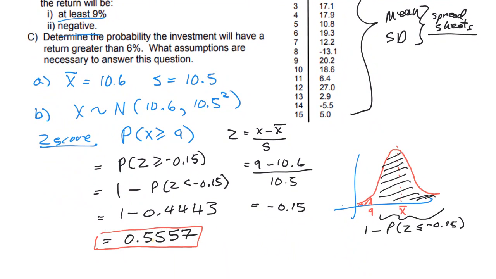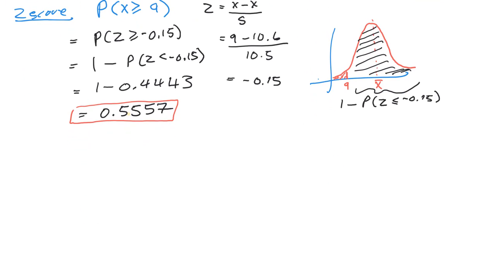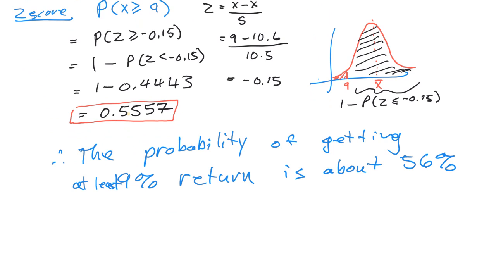So to answer the first part of our problem, which was a return of 9% at least, we can say that we're going to get about a 56% chance of getting a 9% return. So basically, the probability of getting at least a 9% return is about 56%.